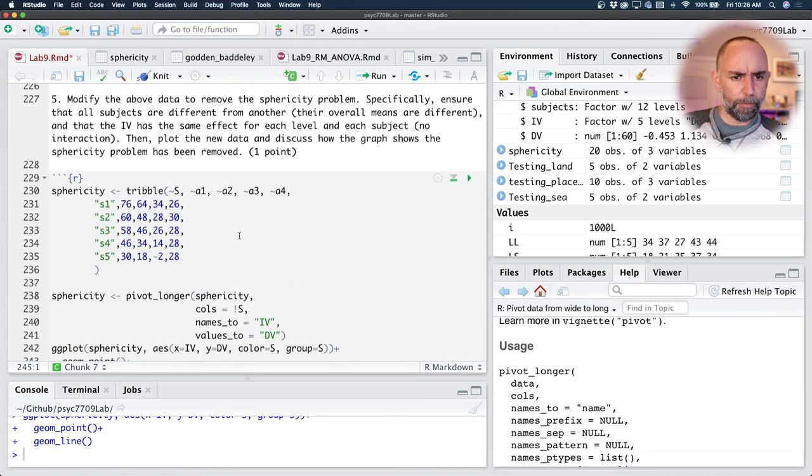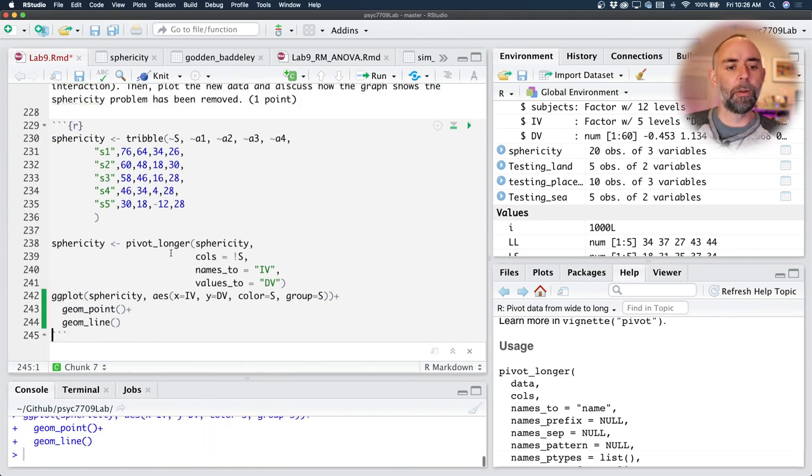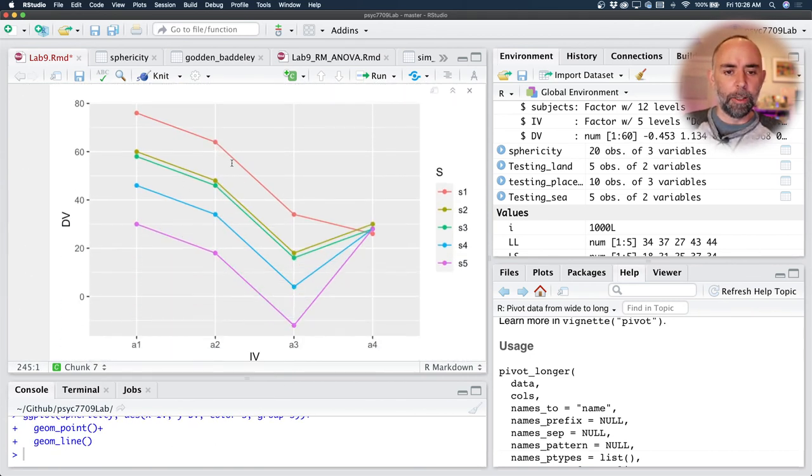So I have this 64 to 34 is a minus 30. Oh boy, can't do subtraction right now. So we're going to have to make this 18, 16, and 4, and negative 12. All right, so basically what we're doing is removing the interaction effect just by eyeballing things and choosing one subject to base this removal off of.